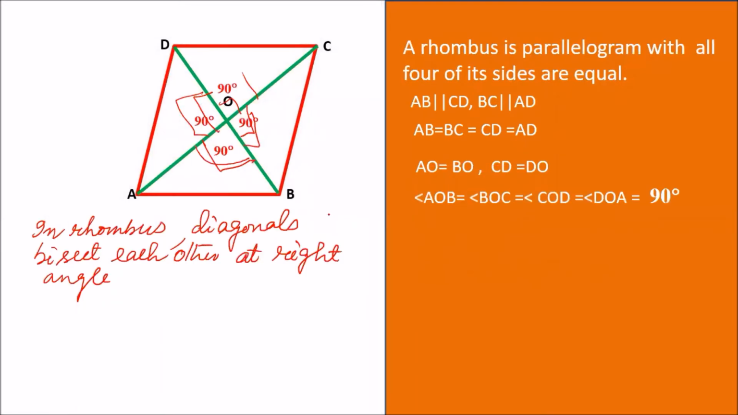Next, another property is there. Diagonals bisect each other at right angle. Right angle means angle AOB is equal to 90 degrees as shown in the figure. BOC is 90 degrees, COD is 90 degrees, and AOD is 90 degrees. Or here we say diagonals are perpendicular to each other.